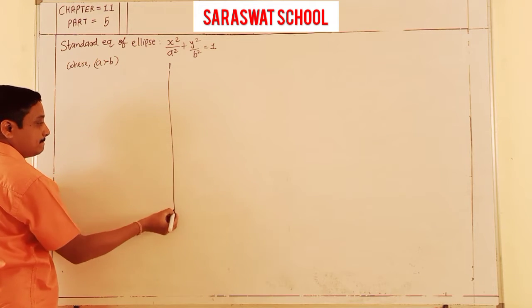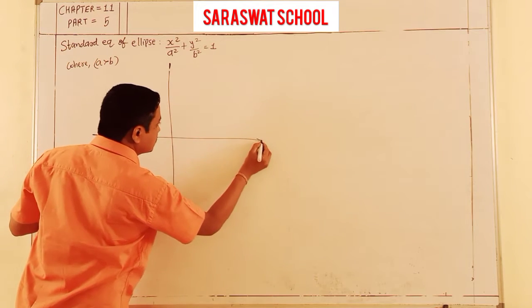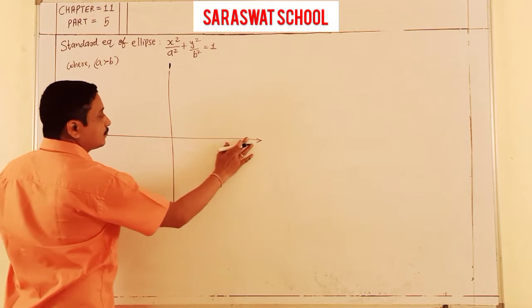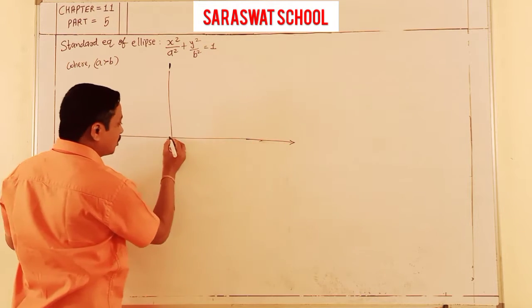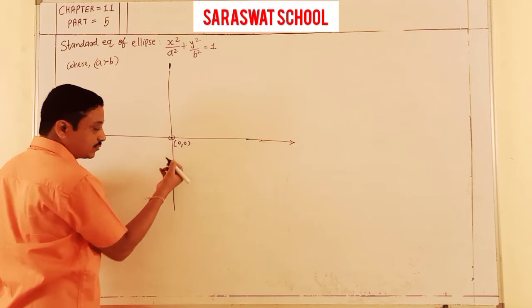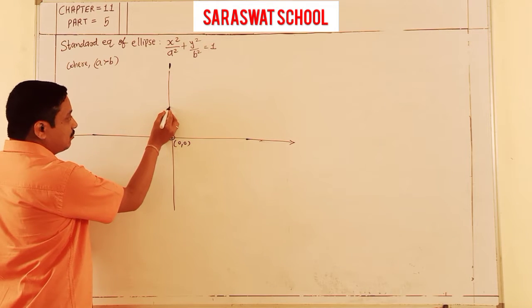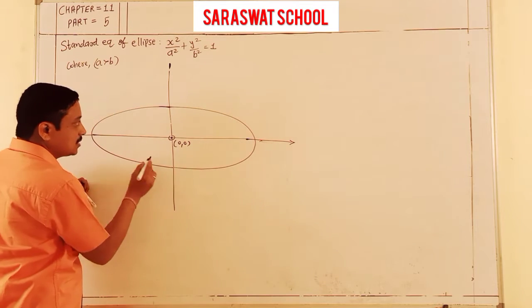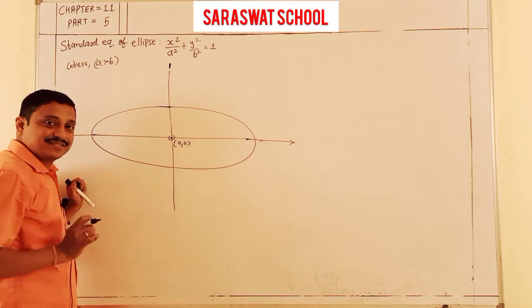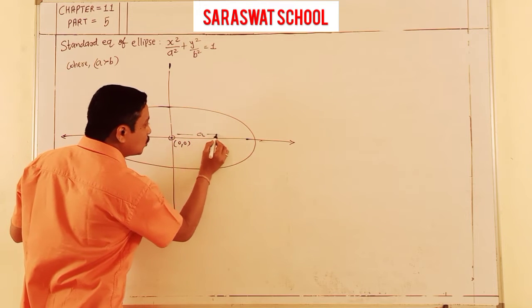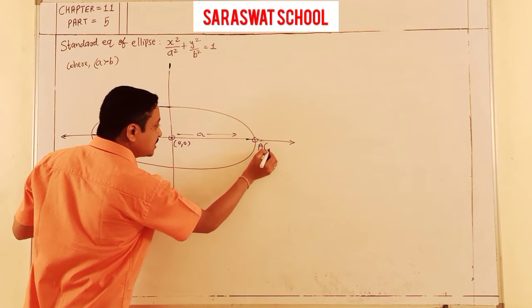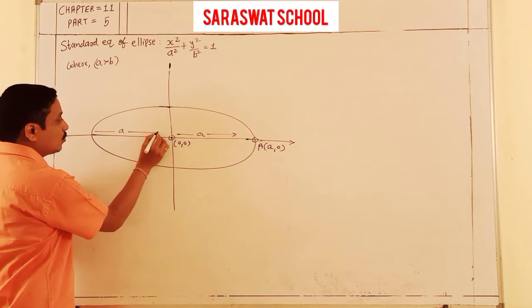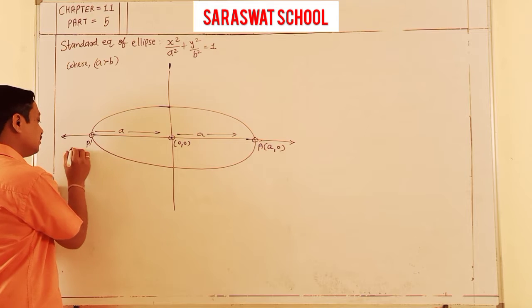This is your x-axis, here y-axis, and this is covered with center 0, 0. Here a is the distance on the major axis, x-axis, and b on the minor axis, y-axis. So this is small, that is the large. This distance is a. Total you will cover the point a comma 0. Same as here, distance a, you will cover a dash, minus a comma 0.